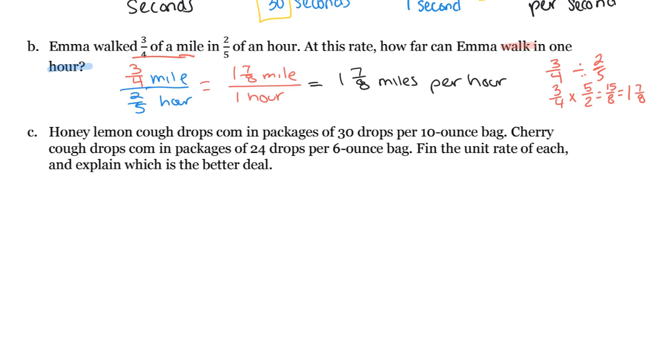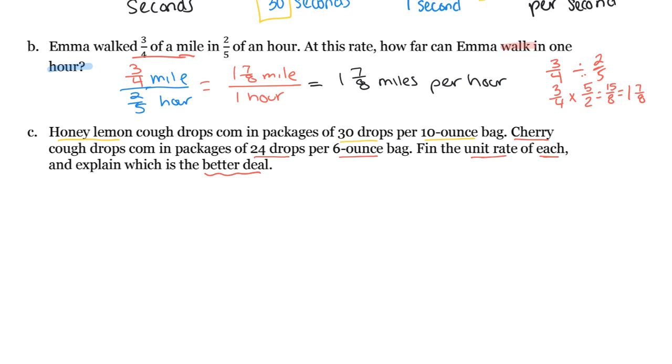Okay, so honey lemon is 30 drops per 10-ounce bag. Cherry is 24 drops per 6-ounce bag. We want to find the unit rate of each, and then tell me which is the better deal. So we'll talk about that. So let's find the unit rate.